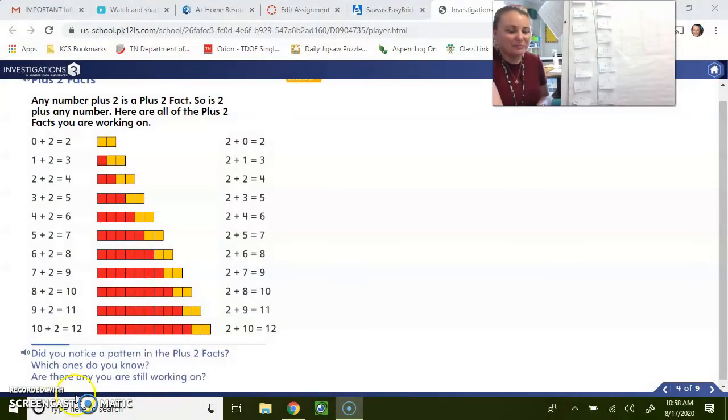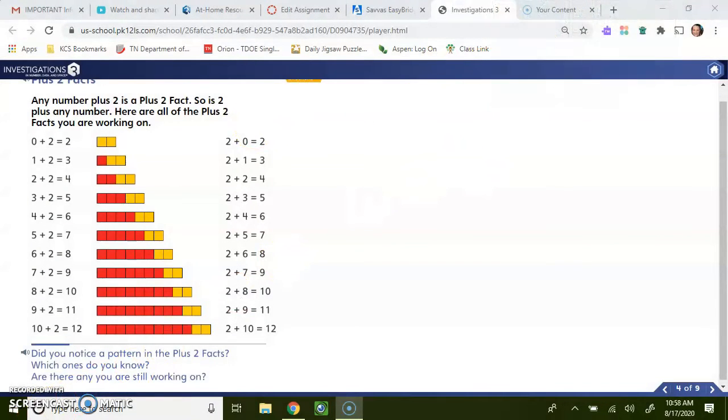So now let's look at another pattern that you might find, and these are plus 2 cards. So any number plus 2 is a plus 2 fact. So is 2 plus any number. So here are all the 2 plus facts that you're going to be working on.